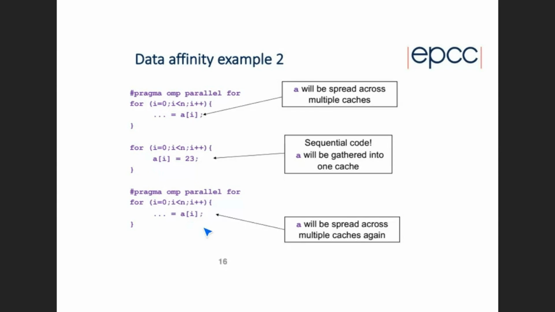So again, if we execute this sequence of loops, let's think about what happens to these values in A. When these reads happen, we will get bits of A spread across multiple caches, because we've divided this loop up between different threads.